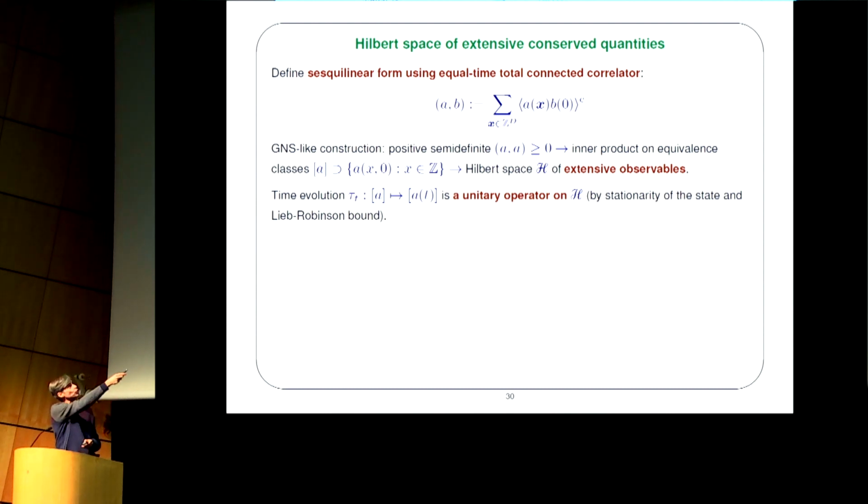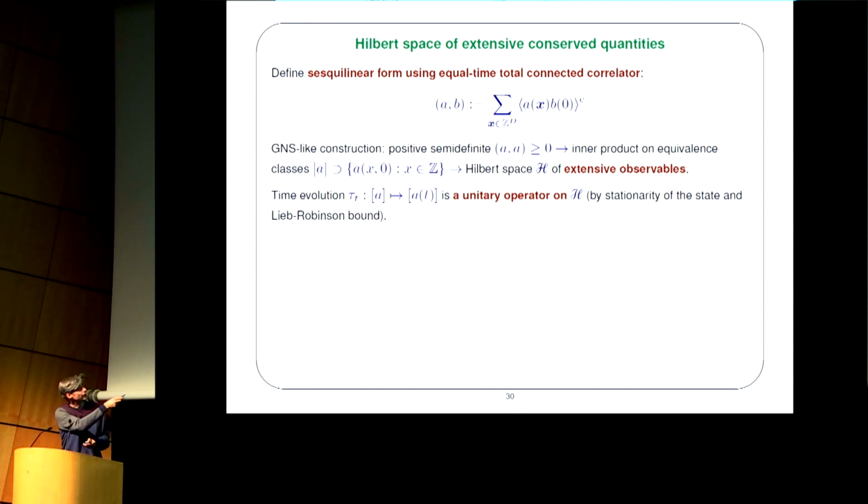So what you do, you construct some kind of sesquilinear form, which is just the space integration or space summation of the two-point function. This can be seen as a form on local observables, and then you can take away the null space of that by taking equivalence classes and then complete it by Cauchy completion. You get a Hilbert space, very much like what is done in the Gelfand-Naimark-Segal construction, if you know about it. So you have a Hilbert space from that, and this is a Hilbert space of extensive observables.